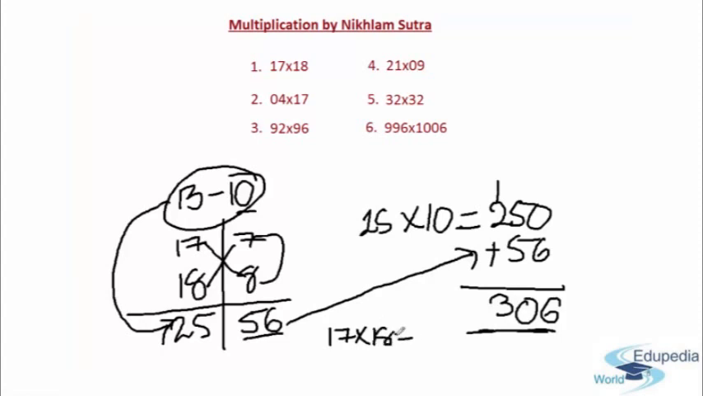306. I think you have understood pretty well how to use case number 1 Nikhilam Sutra while multiplying the numbers 17 and 18. Now let us see how to apply case number 2 Nikhilam Sutra for the same numbers, 17 and 18. So let us see.